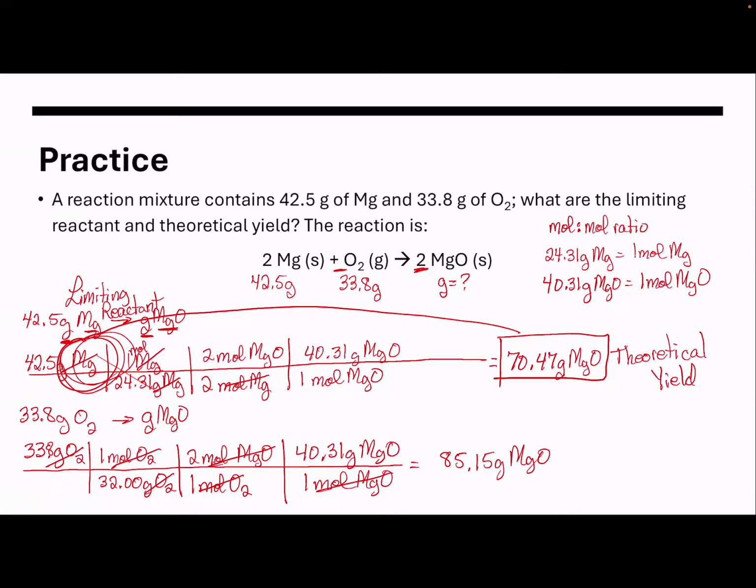Something I want you to know. You cannot simply look at the smallest mass in your problem and that tell you who the limiting reactant is. You have to do the math, folks. Because just because it is the smallest amount does not mean that that's the limiting reactant. There are other factors that come into play.